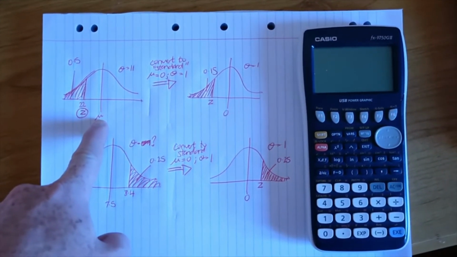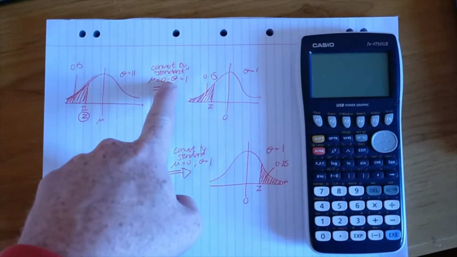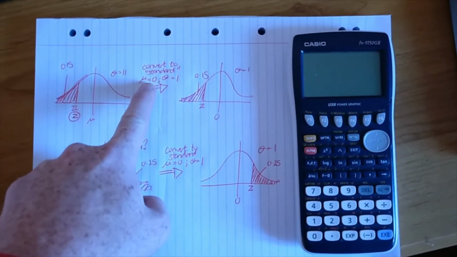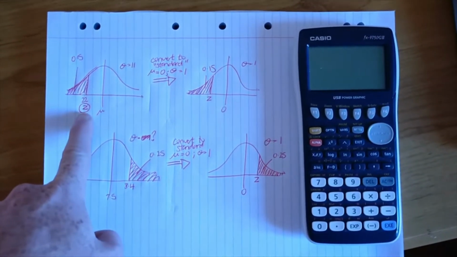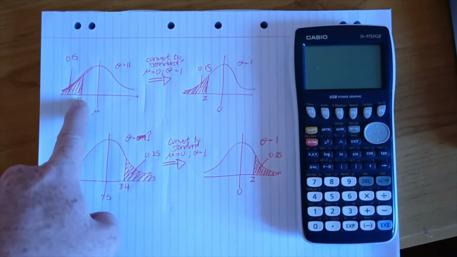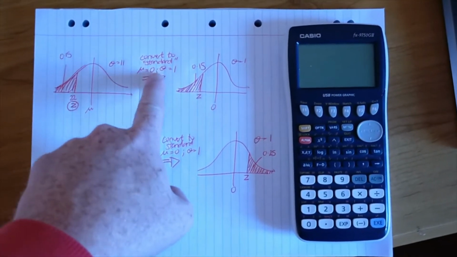Part of the process in calculating this question is converting it to a standard form where the mean is equal to 0 and the standard deviation is equal to 1. And this allows us to calculate the Z value that relates to this 22. So we've done that over here.